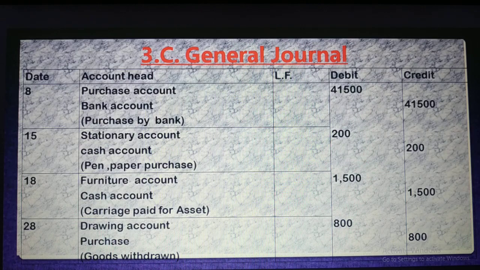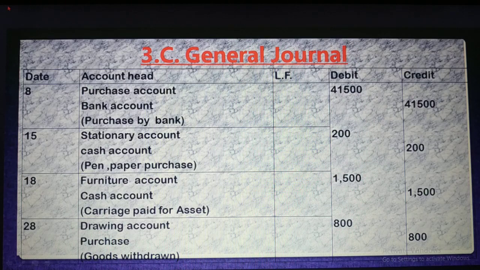Asset, increase debit, decrease credit. Expense, increase debit, decrease credit. Equity, decrease debit, increase credit. Liability, decrease debit, increase credit. And income, decrease debit, increase credit. So this is the formula for doing debit credit. If you can learn that formula, then it will be easier for you.